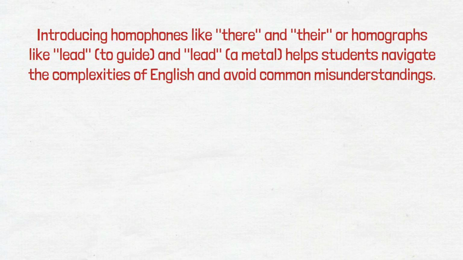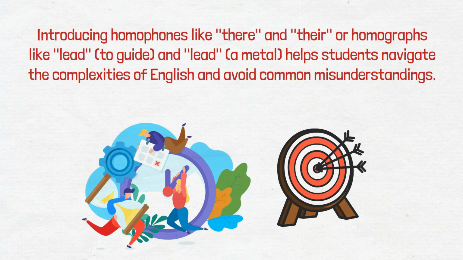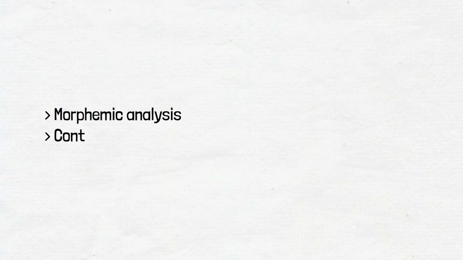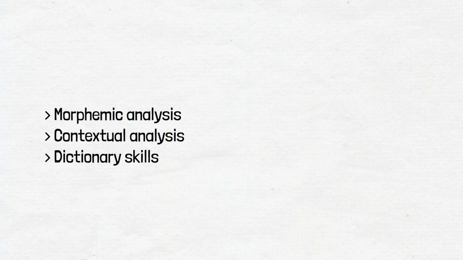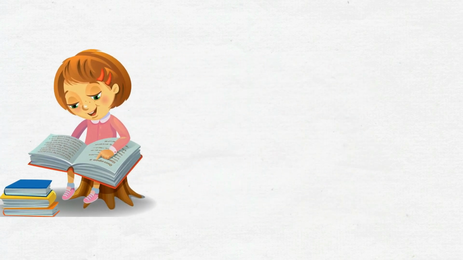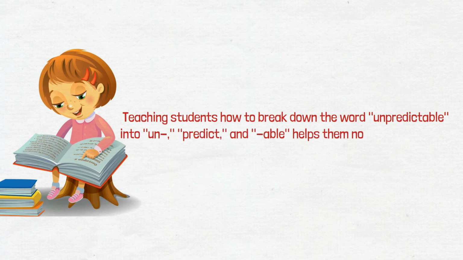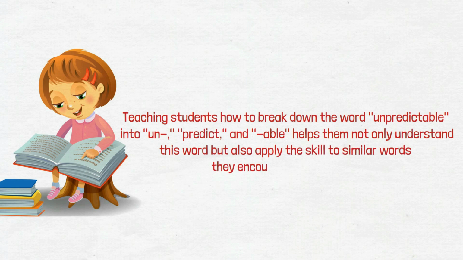Equipping students with the tools to learn new words independently is a vital goal of vocabulary instruction. Teaching morphemic analysis, contextual analysis, and dictionary skills empowers students to decode and understand unfamiliar words on their own. These strategies encourage curiosity and self-reliance, fostering a mindset that values exploration and lifelong learning. For example, teaching students how to break down the word unpredictable into un, predict, and able helps them not only understand this word, but also apply the skill to similar words they encounter in the future.